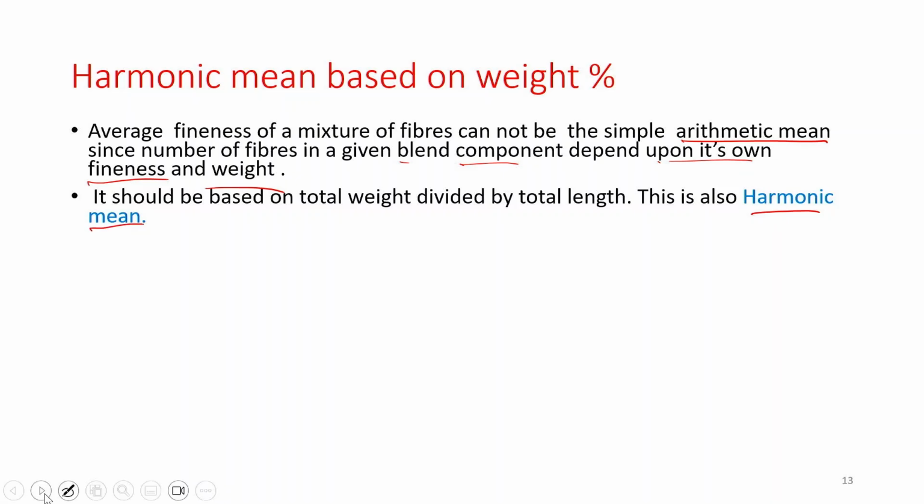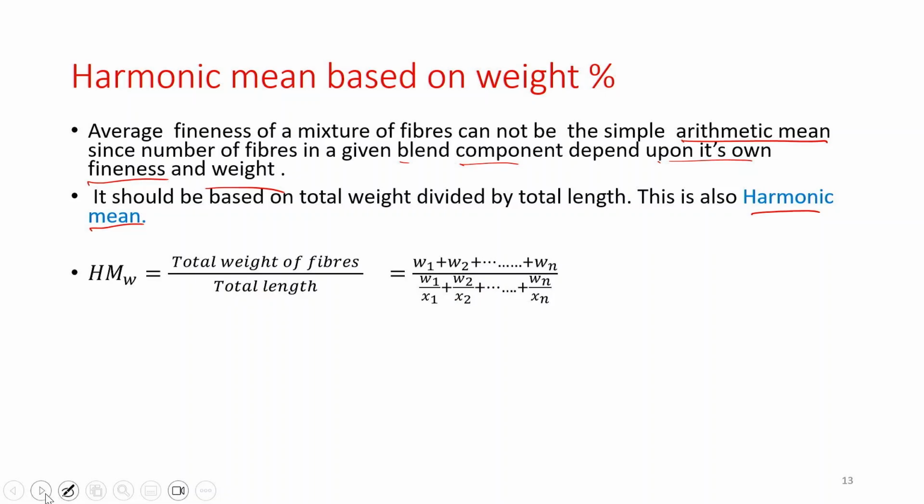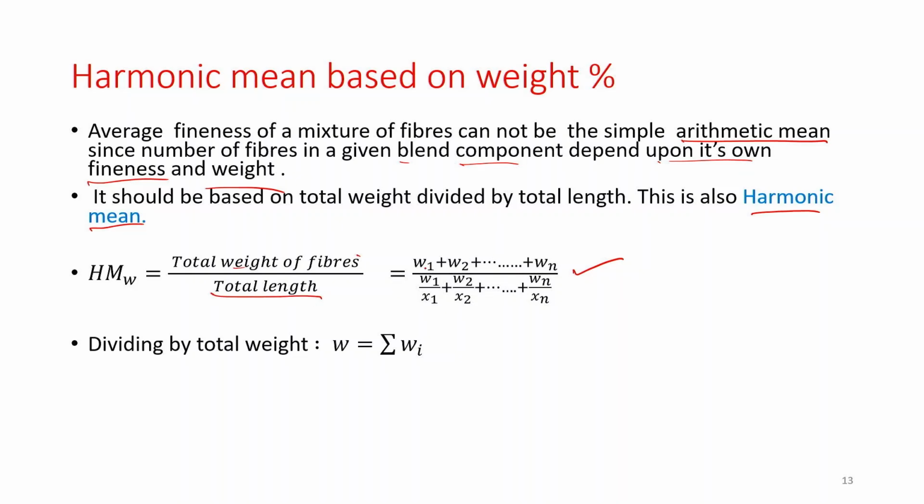So the same formula will be applicable here also. That is, harmonic mean is total weight of fibers by total length. That basically means W1 plus W2 up to Wn divided by W1 by X1, W2 by X2, Wn by Xn.